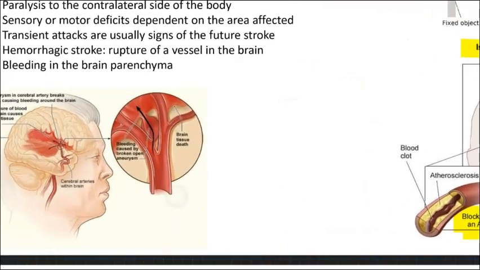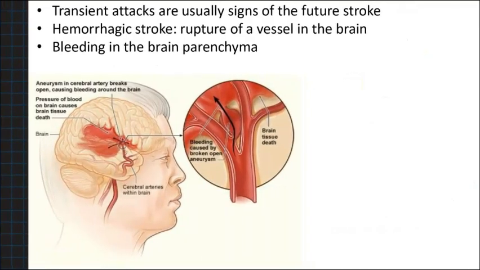Now, in hemorrhagic stroke, which is less common, about 30%, there is a weakening of the arterial wall called an aneurysm. Right here. That weakening is ruptured and the blood spills into the brain. It's called hemorrhage. Usually aneurysms can be genetic, can be caused by hypertension.